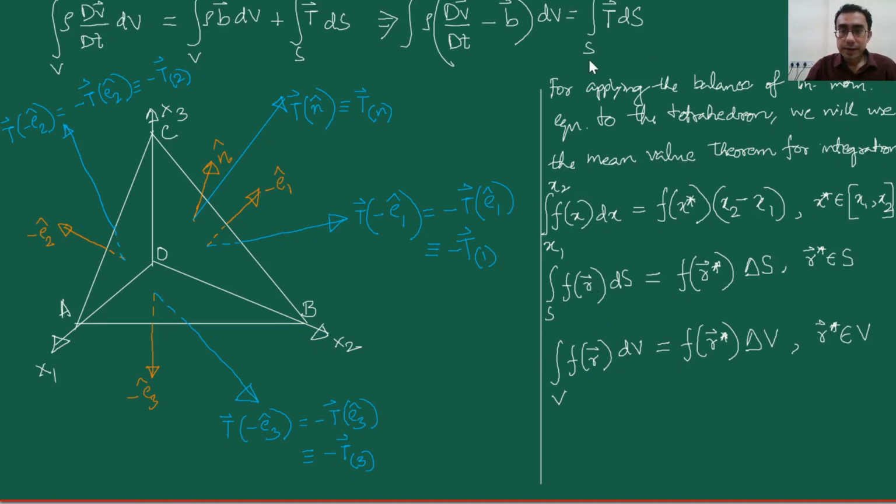Now, this integration TdS can be done by parts over these various surfaces. So these various surfaces mean I have the surface ABC, first of all, then I have the surface OCB, then the surface OAC, and then the surface OAB. So I'm going to separate out or decompose this entire integration over the surface into separate parts over these various triangles.